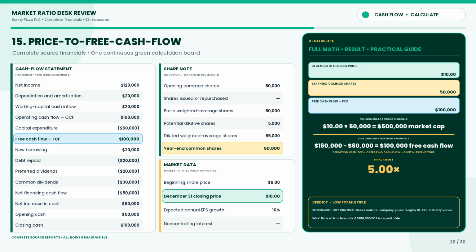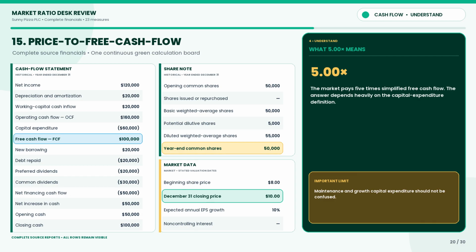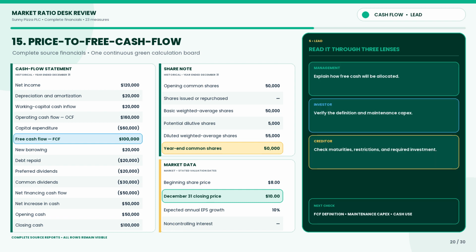Free cash flow is not a standardized accounting subtotal, so always verify the definition, maintenance capital expenditure, growth investment, and working capital timing. Management explains how free cash will be allocated. Investors test whether it is repeatable. Creditors preserve cash needed for maturities and required investment.